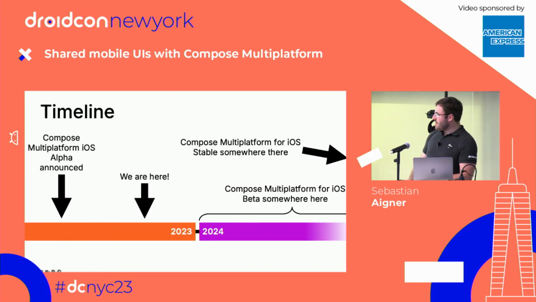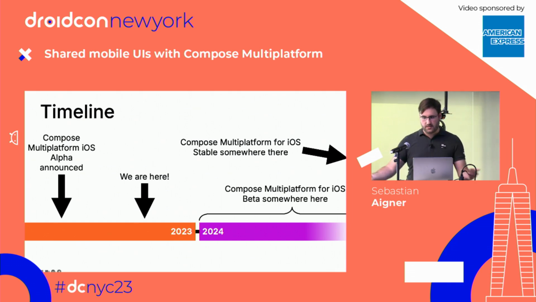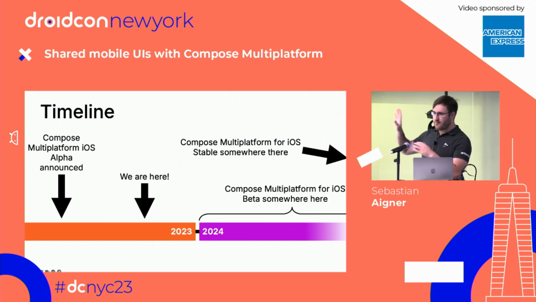We're currently in the middle of alpha. Sometime in 2024, we're hoping to go beta, and then, because time does move linearly, or so I'm told, Compose Multiplatform stable is sometime after beta.